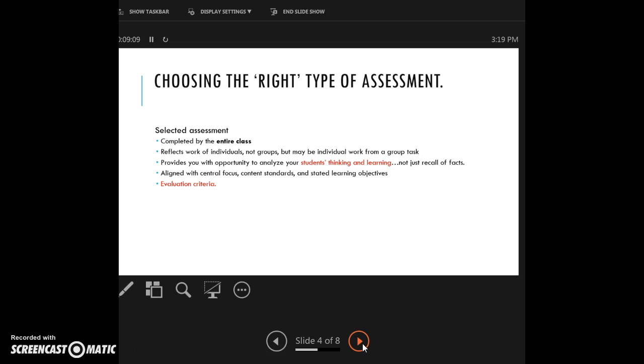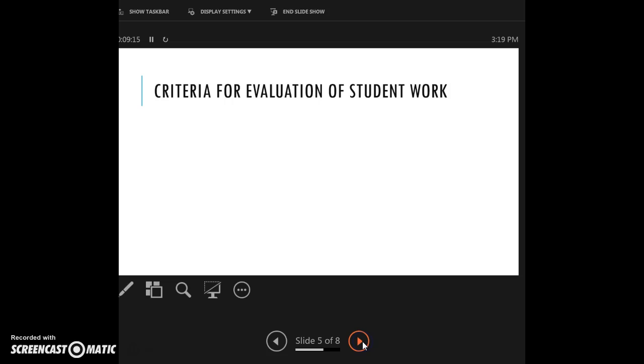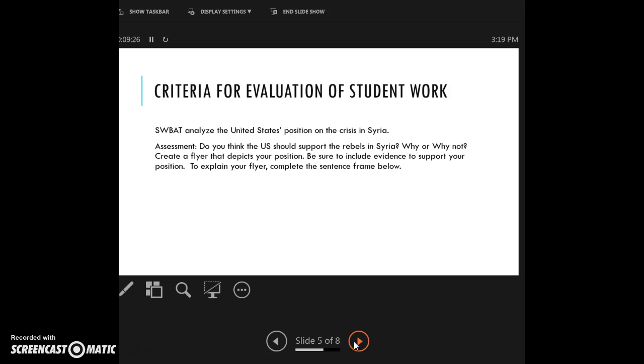Okay, evaluation criteria, that bullet is highlighted because that's the first thing you're going to need to do. So here's an example. Imagining that this was my learning objective. I think I shared this example already. Anyway, my learning objective. This was my assessment. The students would be making a flyer to indicate whether or not they think the United States should support the rebels in Syria, and they're also completing these sentence frames.